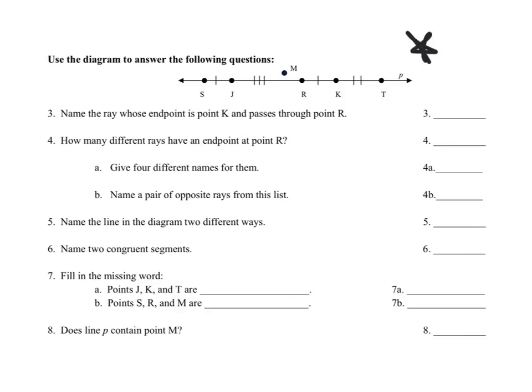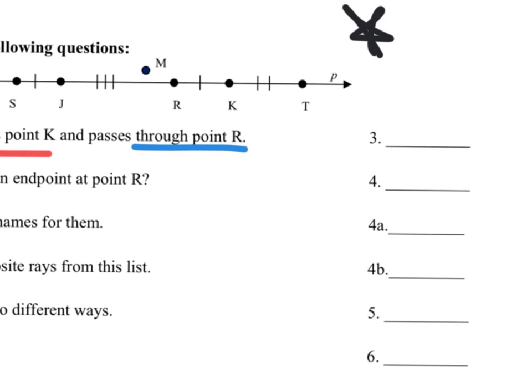Number 3 says, name the ray whose endpoint is K, and it passes through R. The question itself, without even looking at a diagram, tells you what the answer is. If it's a ray, and it starts with K, that's going to be the first letter I write down, and it goes through R. That's going to be the second letter I write down.